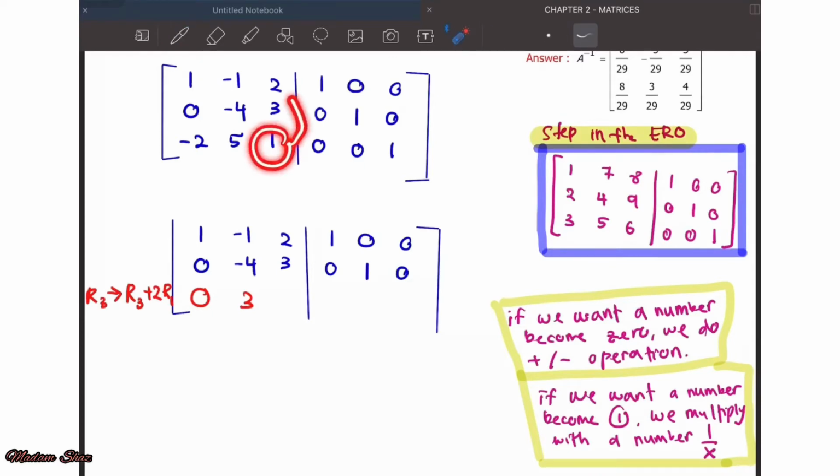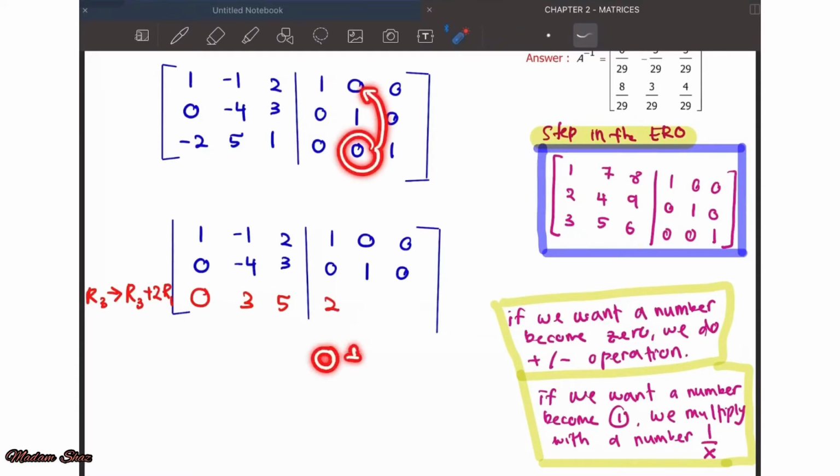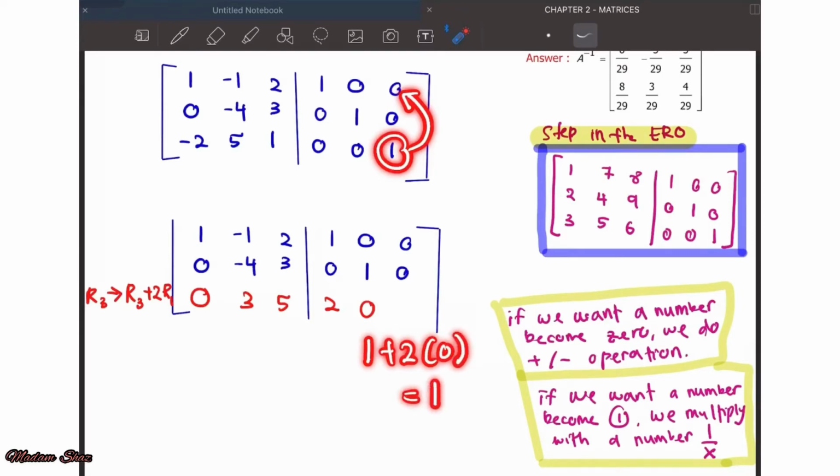1 plus 2 multiply with 2. So 1 plus 4 will become 5. 0 plus 2 multiply 1. 0 plus 2 will become 2. 0 plus 2 multiply 0 will become 0. 1 plus 2 multiply 0 will become 1.